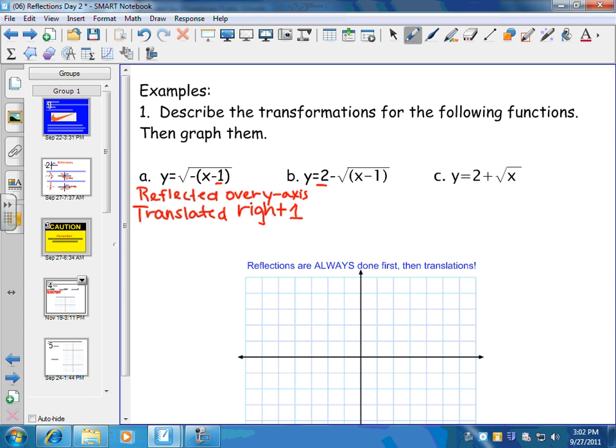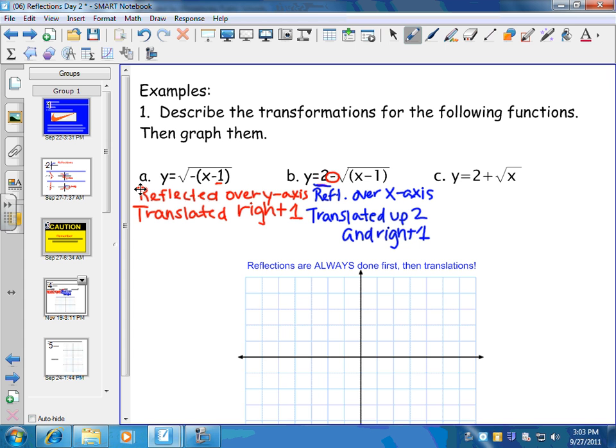Over here, the 2 tells me that it's translated up or down, obviously. But what I need to pay attention to is this negative right out in front here. That tells me a reflection. So it's actually reflected, I'm going to abbreviate so I have some more room here, over the x-axis. So it's going to be a vertical change. It is moved up 2, so it's translated up 2. And it's also translated right 1. Okay, so we have that also.